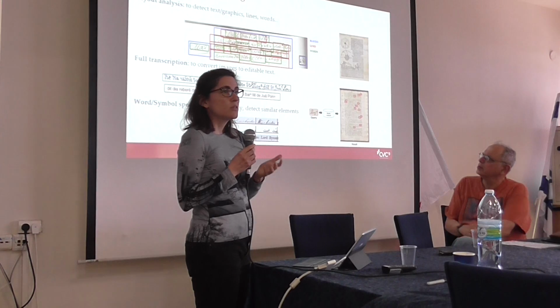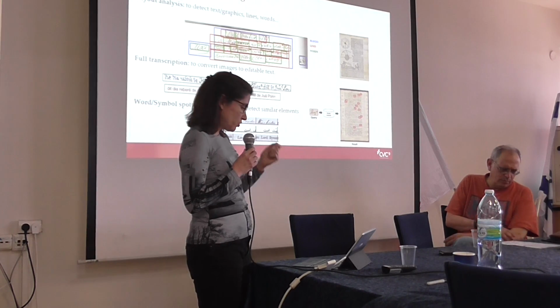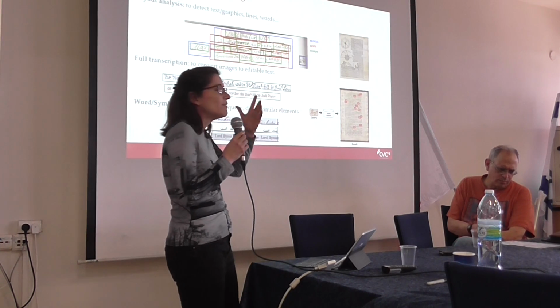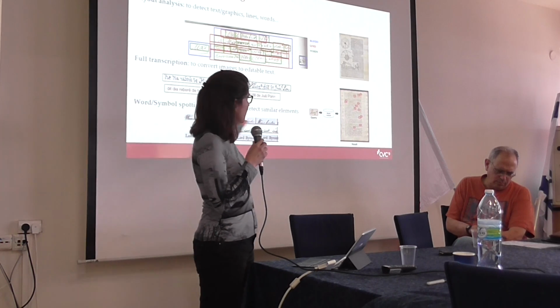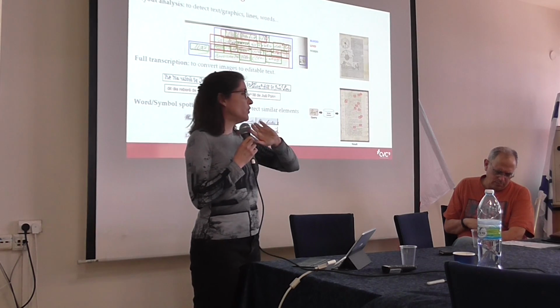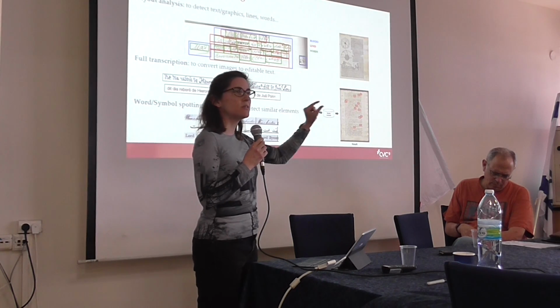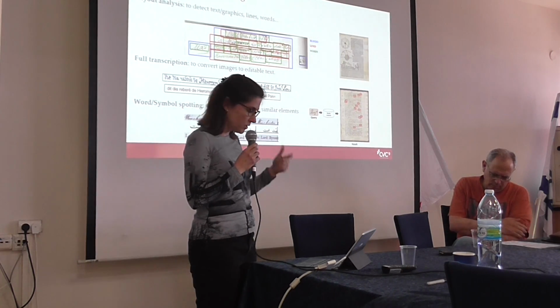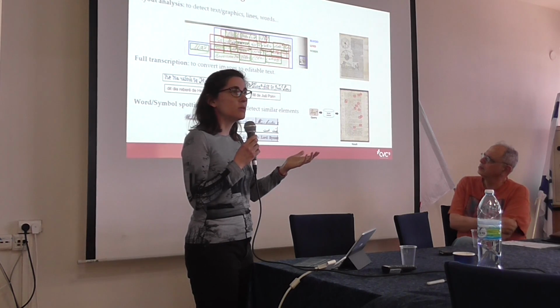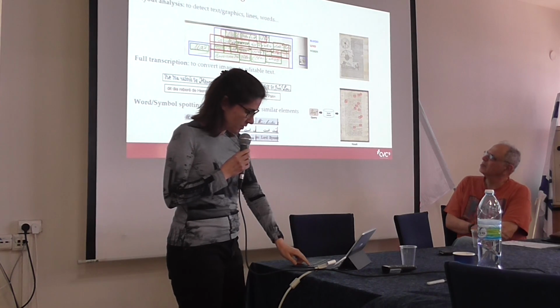And of course, spotting. So I would like to search for a symbol, a word, whatever kind of element, and then the idea is to go through the collection. There are no transcriptions in the collection, but I'm able to find where this element appears. So it can be an Arabic word, it can be a music score, it can be whatever.